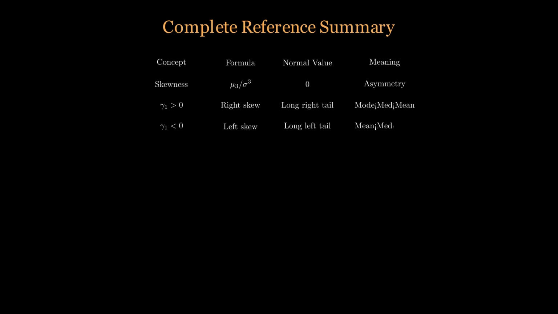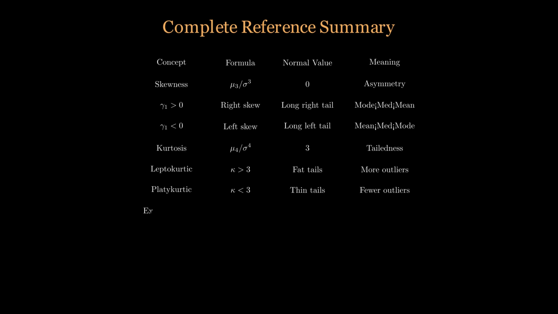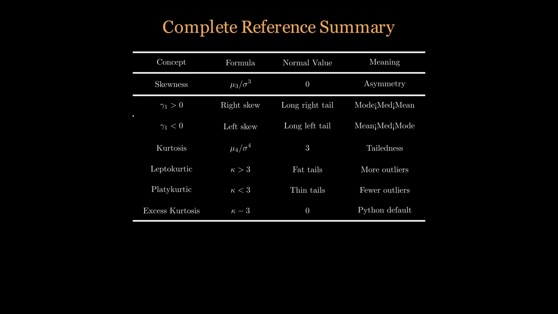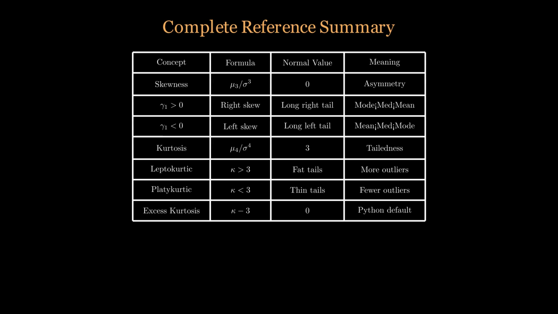Kurtosis uses the fourth standardized moment. Normal distributions have kurtosis of 3. Leptokurtic means fat tails. More outliers than normal. Platykurtic means thin tails. Fewer outliers than normal. Remember, Python, SciPy and Pandas report excess kurtosis. They subtract 3 automatically. Keep this table as a reference whenever you analyze distribution shapes.